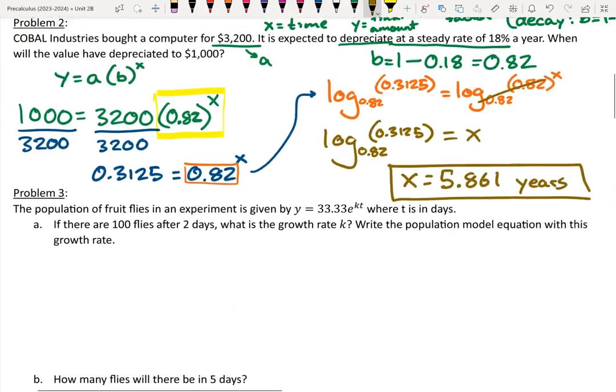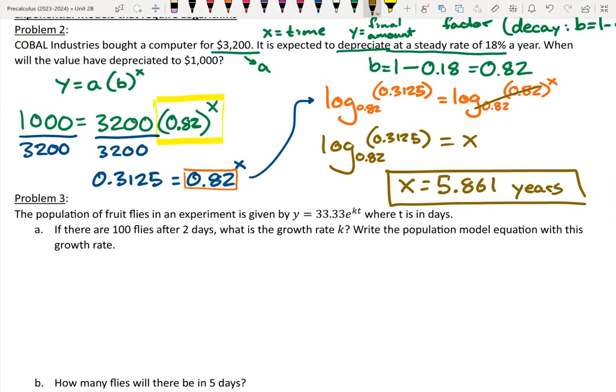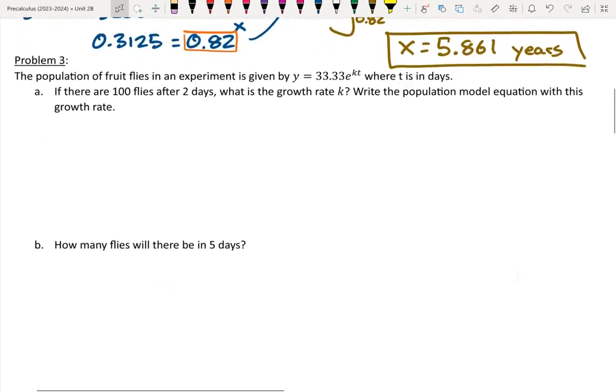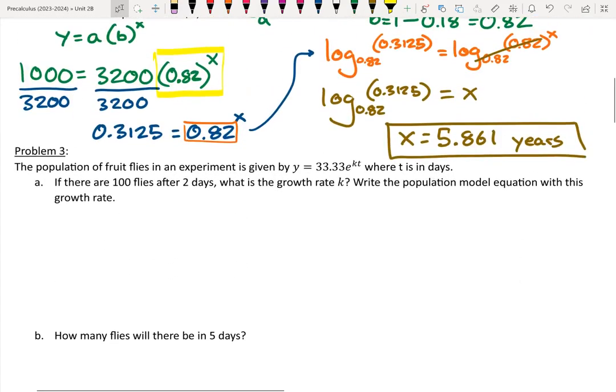All right. Any questions? All right. Let's go ahead and look at our next one. Is everybody good with this one? I can move it up.